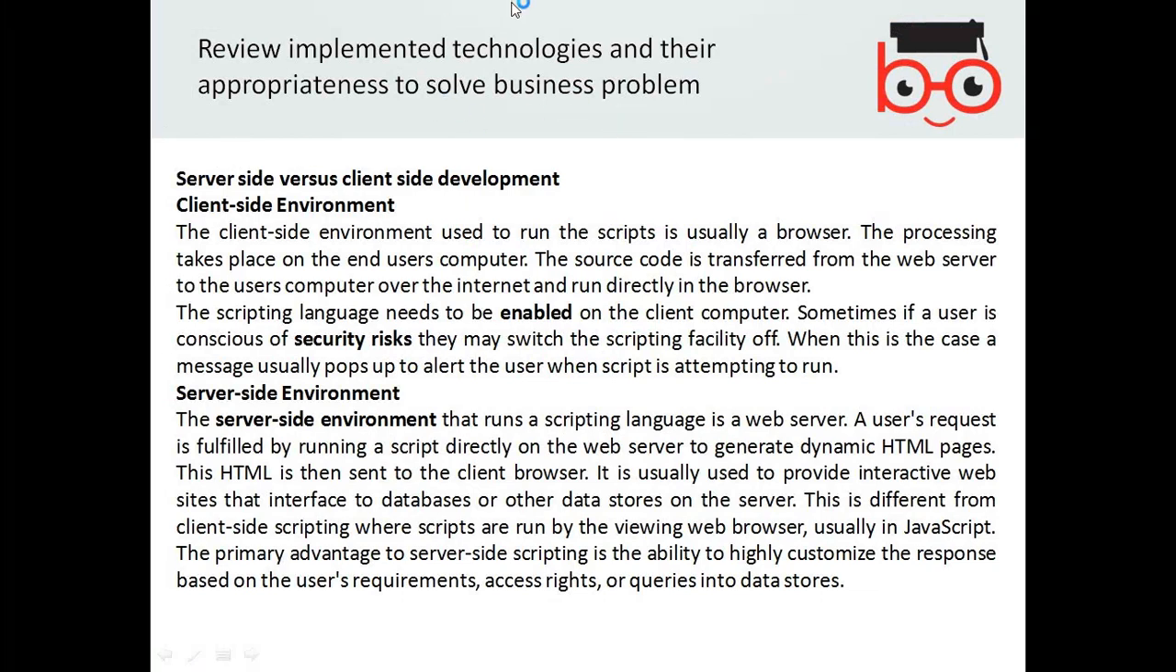So review implemented technologies and their appropriateness to solve the business problem. So as you know, there are two types: the client side environment, and the server side environment. The client side environment is used to run the scripts, which is usually a browser. The server side environment runs a scripting language on a web server.